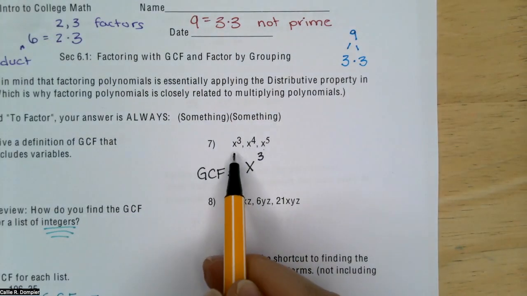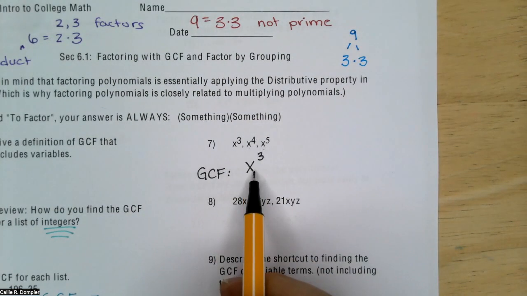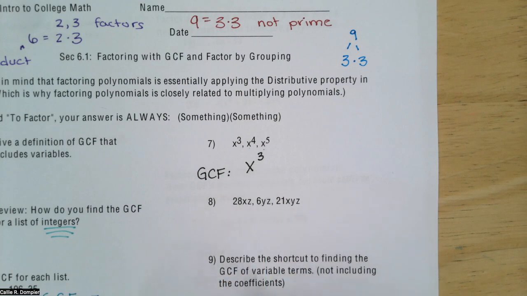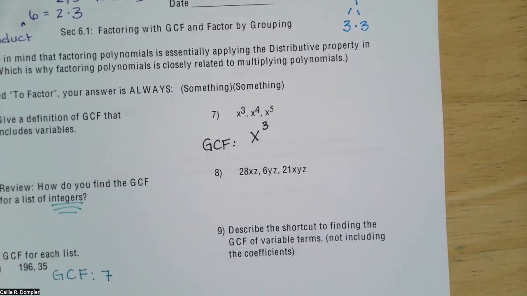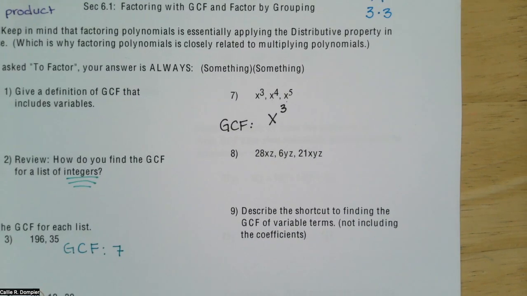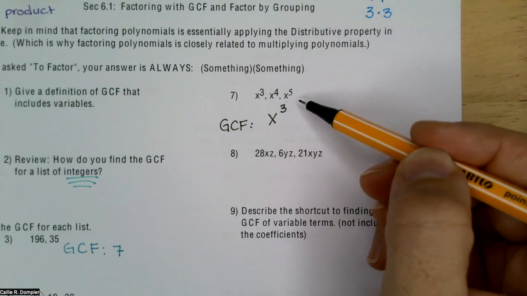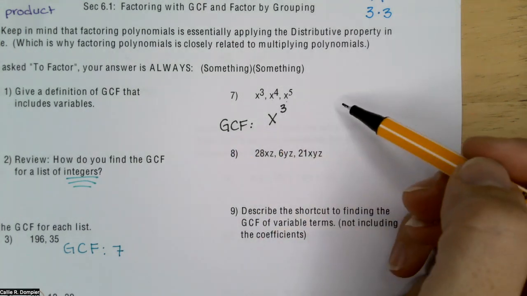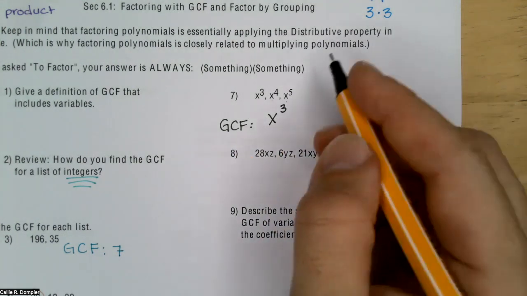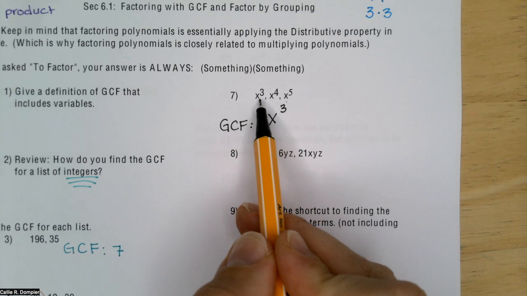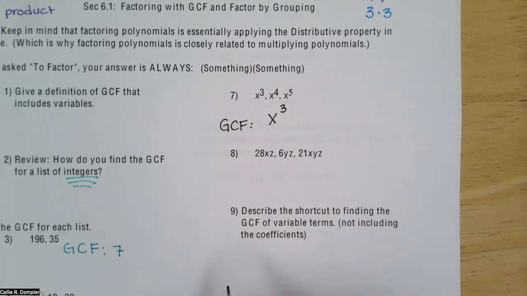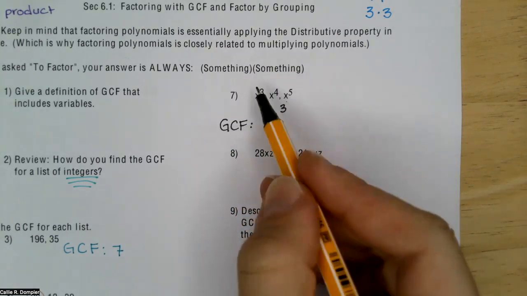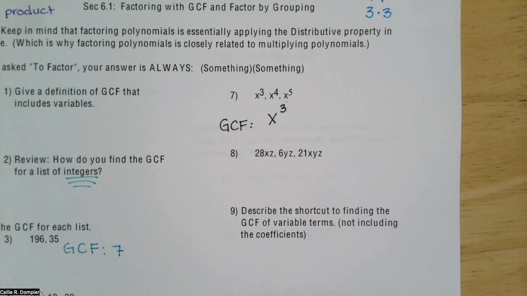X to the 3rd divided by x to the 3rd is 1. X to the 4th divided by x to the 3rd is x. X to the 5th divided by x to the 3rd is x squared. So those are all multiples. You can divide out x to the 3rd from all of those, and you get a value of x or the number 1. That's how you know it's the greatest common factor.